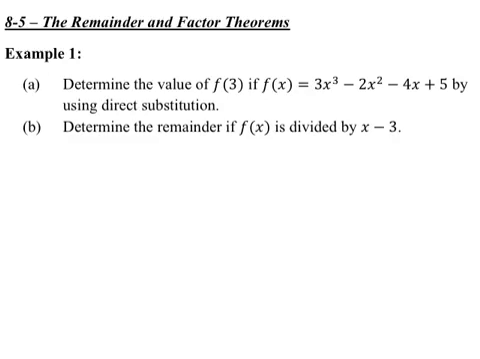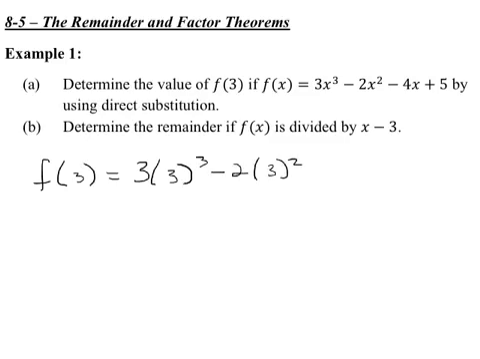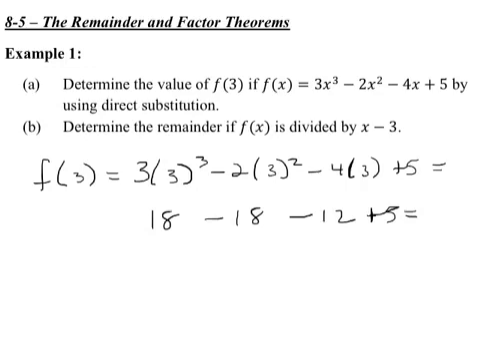So let's take a look at part A first. This should be pretty simple. So when we say f of 3, we're really saying substitute 3 in where there's an x. Okay, and evaluating this, we're going to have 81 minus 18, minus 12 plus 5, which simplifies to give us simply 56. So again, the value of the function when x equals 3 is equal to simply 56.